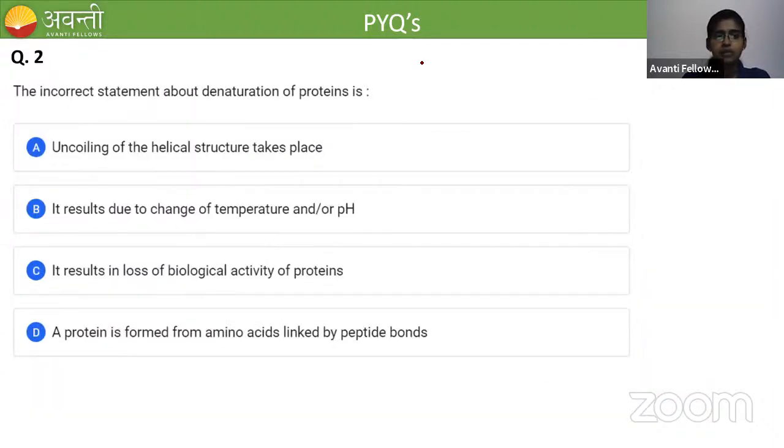So coming to the second question, the incorrect statement about the denaturation of proteins is. Try to solve this and let me know the answer in the chat box. Uncoiling of the helical structure takes place, and it results due to the change of temperature or pH, or it results in loss of biological activity of protein. A protein is formed from amino acids linked by peptide bonds. So, which is the incorrect statement about denaturation of protein?